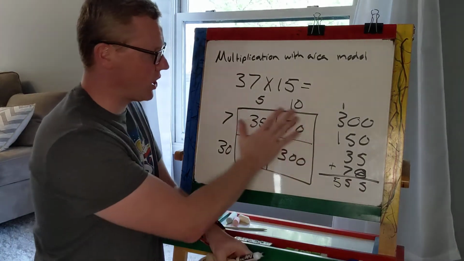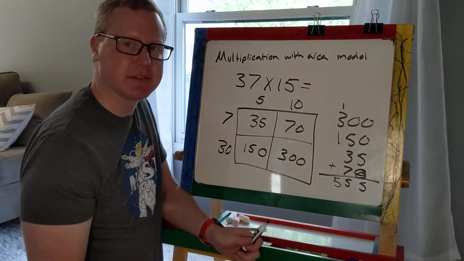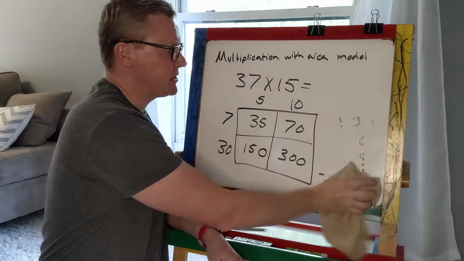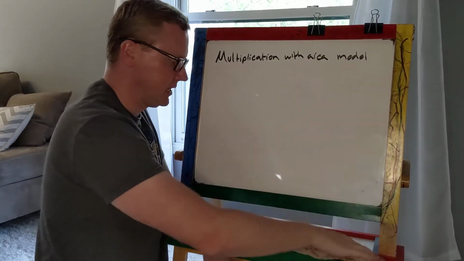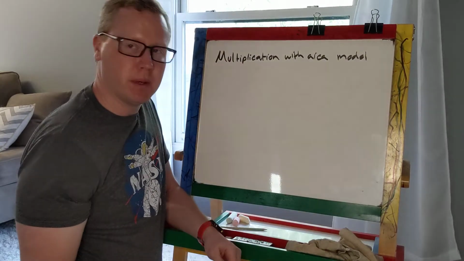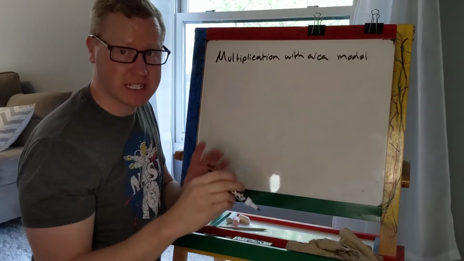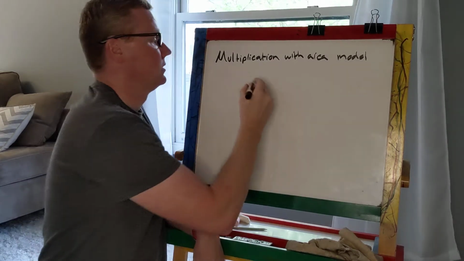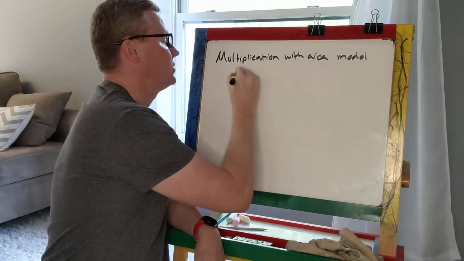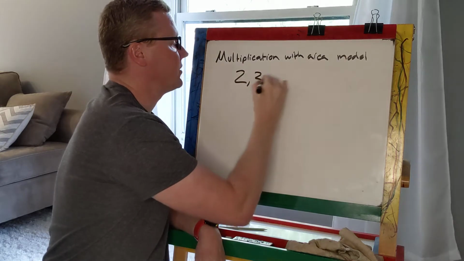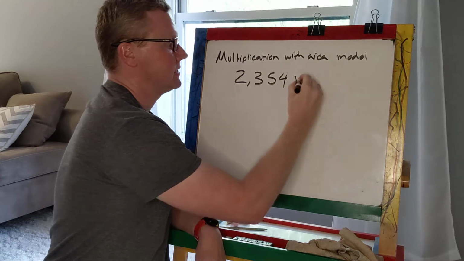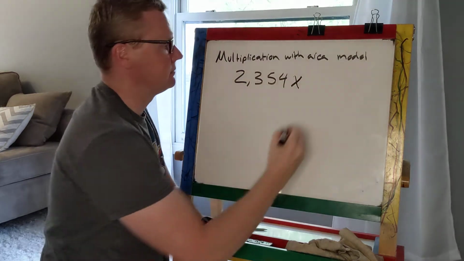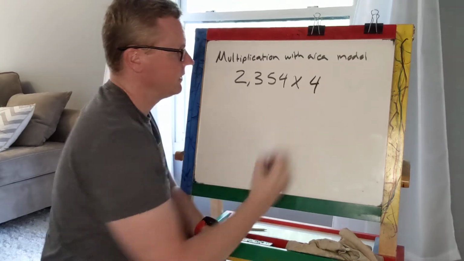Now I want to do a problem where our box is going to look a little different. So we did these in Mr. B's class, but it might have been a while, so hopefully you can do this. I had been giving you bigger problems on one side of the equation, like I would say 2,354 times, and then I would just give you 1 digit, times 4.